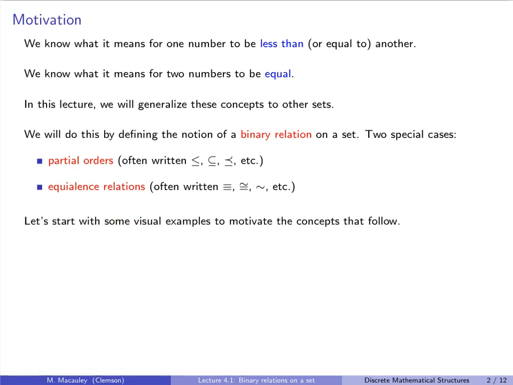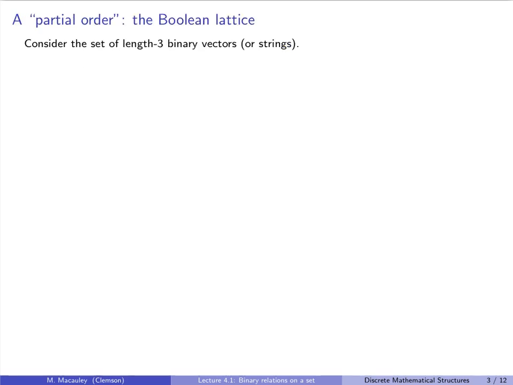As is often the case, the formal mathematical definitions are quite abstract and potentially unmotivated if we don't first see some visual examples to guide us as to why we are doing this and where we might be going. Okay, let's get started. Consider the set of all length 3 binary vectors, or if you prefer, strings. They're easier to write without parentheses and commas.